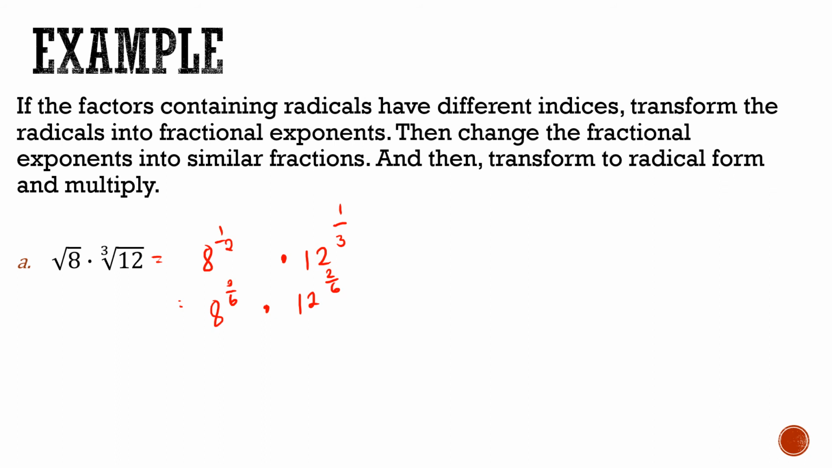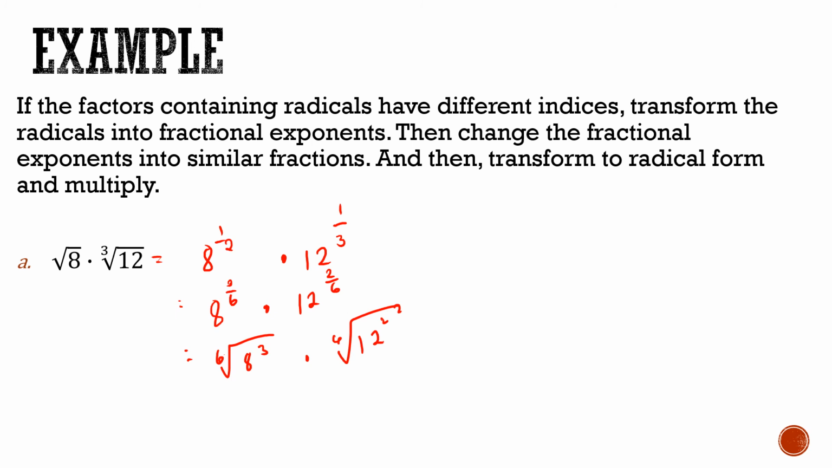You divide 6 by the original denominator of the first given exponent. So we got 6 divided by 2, we got 3 times the numerator, which is 1. That's why we got 3. And then for the second one, we divide 6 by 3, which is 2. Then multiply it by the numerator, which is 1. So we got 2 times 1, we got 2. And then make it again a radical. So we got the 6th root of 8 cubed times the 6th root of 12 squared.